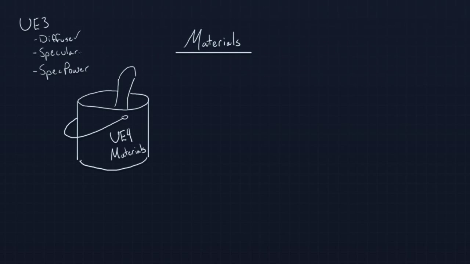And diffuse was color, specular would be like your specular color, and then you had specular power, which would literally be the size of your specular highlight. So for instance, if you had an object like a sphere, and you had a little shiny white highlight from a light source, having a low specular power meant that you had a really big specular highlight, and as you increased your specular power, you would tighten that up, sometimes to a tiny little point.